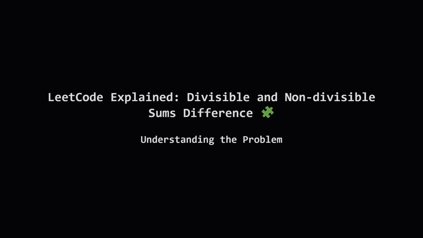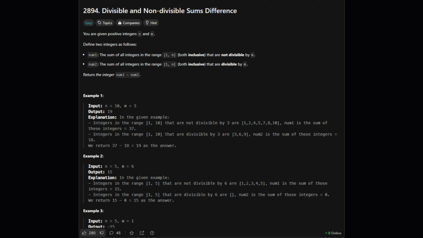It sounds a bit wordy, but don't worry, we'll break it down together, step by step. It's actually quite a neat little puzzle. So here's the deal. The problem gives us two positive whole numbers, let's call them n and m. Our mission is to find two other numbers.